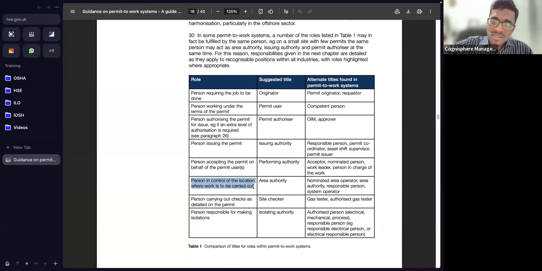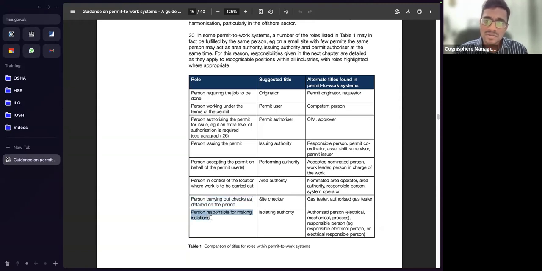Again, the person who is in charge of that warehouse area. Then the person carrying out the checks, who would be ensuring that the place is safe. They would be doing some gas tests if required. For example, if you're working in a confined space, you do oxygen level testing to check that the oxygen level is adequate. You do some gas testing for any potential presence of gases or vapors. Those tests would be carried out.